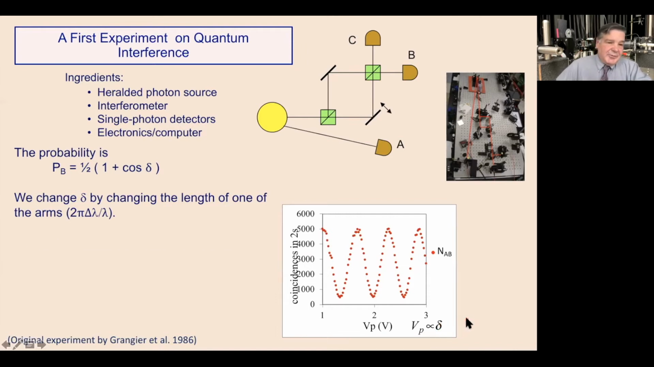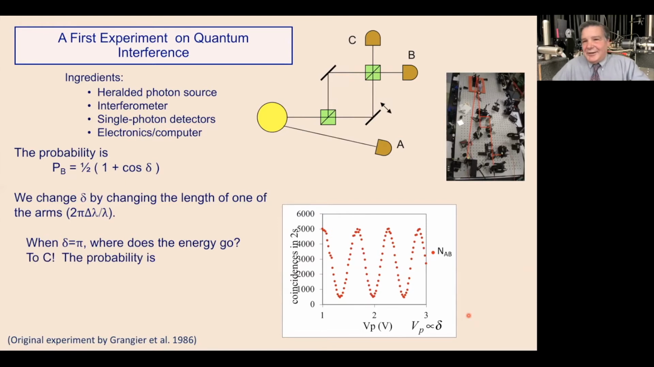So here's a time when I then ask the students, okay, if delta is pi, then we're here, and the question is, where does the energy go? I do make some videos for my classes, and normally I tell my students, okay, now pause your video and think about this. So I pose to the audience, where does the energy go if delta is equal to pi? Okay, end of pause. Well, it goes to C, of course.